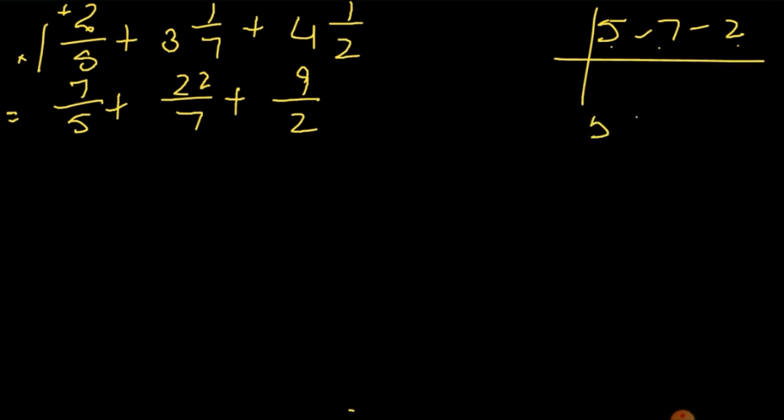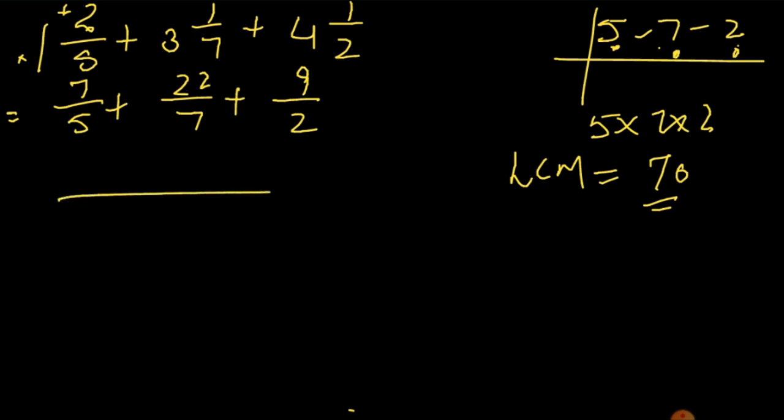We just multiply all these three numbers. 5 sevens are 35, 35 twos are 70. So our LCM is 70. Again I am explaining, do remember, whenever the numbers are prime, there is no need to divide. Just multiply them and you will get the LCM. Now our first step was to convert into improper fractions. Then take the LCM. Now same as unlike proper fractions.